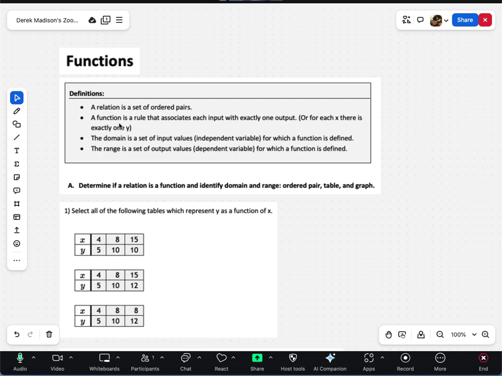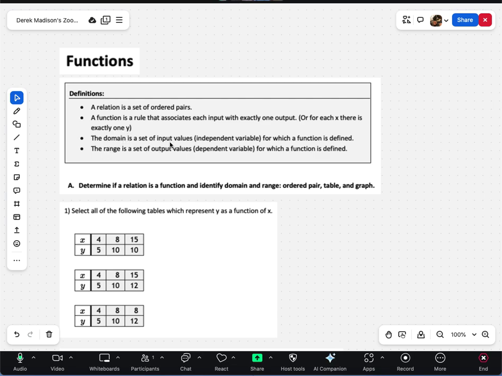Whether or not a relation is a function, that's where we start getting some conditions, and this is the more important part. A function is a rule that associates each input with exactly one output, or if you want to think of it in terms of x's and y's that are a little more familiar, for each x there can only be one y.